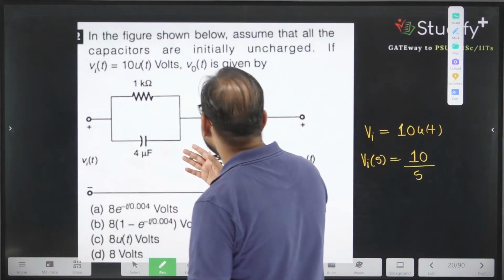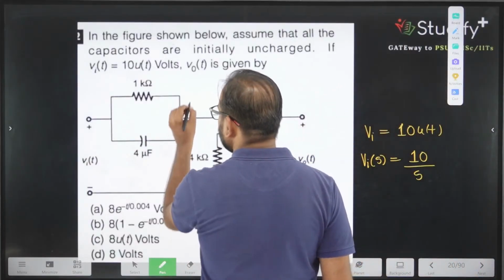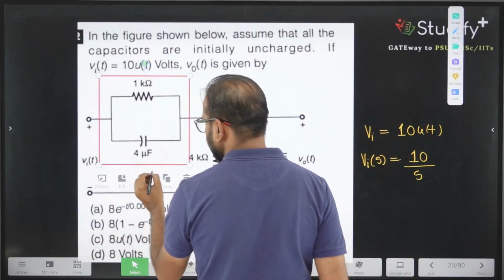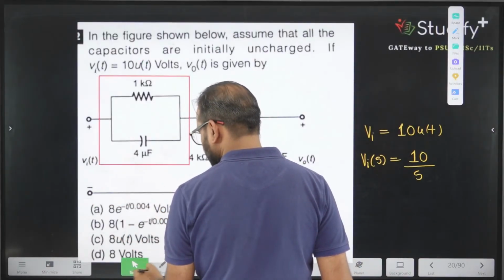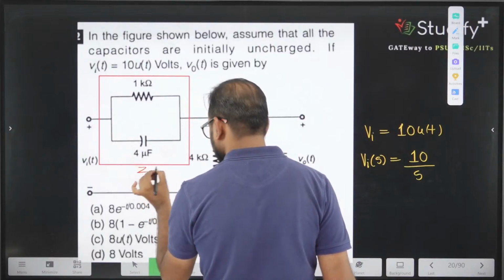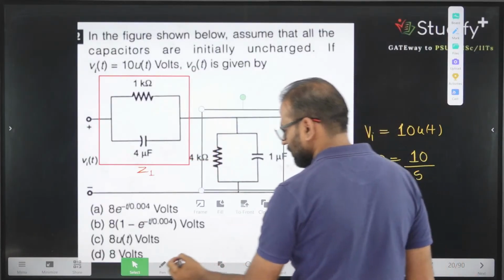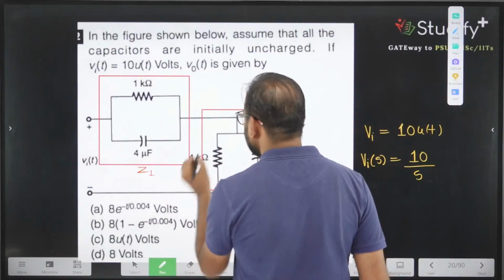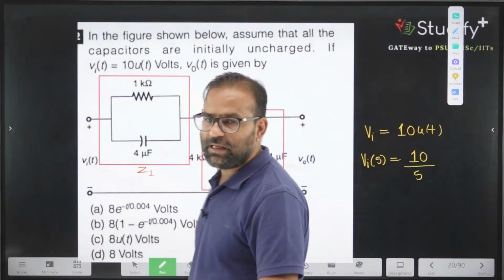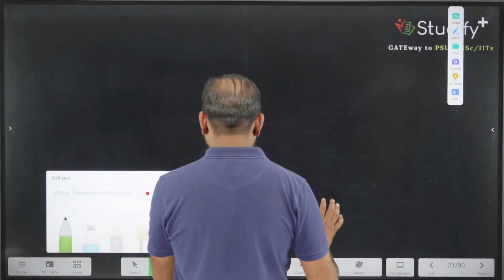Okay, so what is the output of this? How can we proceed for this circuit? Let's say I am assuming this branch as my impedance Z1, and I am calling another branch Z2. So this circuit is a potential divider circuit, with Z1 and Z2. It is easier because all the initial conditions are 0, so there is not much complexity. Let's see what network we have available.